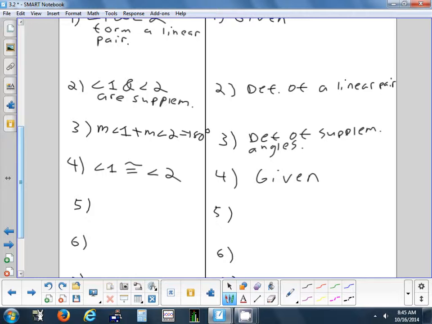If angle 1 and angle 2 are congruent, the measure of angle 1 equals the measure of angle 2. All right, and that's the definition of congruent angles. Now we're ready to go back and take something we did in step 3 and step 5 and put them together.